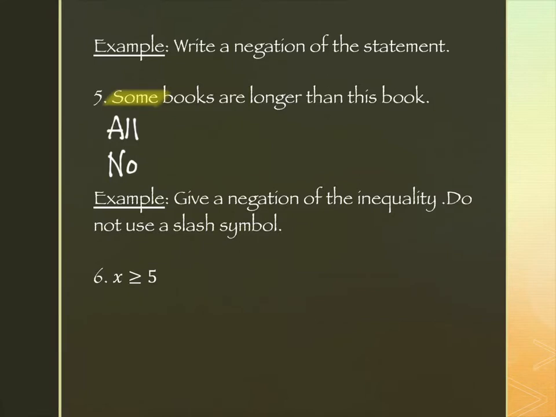So if I'm saying that some books are longer than this book, and I use the word all, what would be the opposite of that statement? All books are what? Nope, because that's just a stronger statement than the statement I already have. If some books are longer, and now all books are longer, I haven't negated anything. I've just made the statement stronger. So what would I have to say?